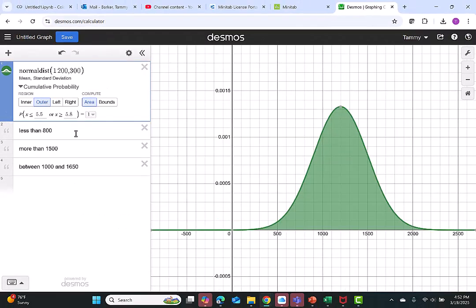We'll start with the probability that we had less than 800 riders. Less than goes to the left, and we put in our bound of 800, which gives us a probability of 0.091. Next, we want to know the percent of time that we had more than 1,500 riders. More than is greater than, which goes to the right. When we put in our bound of 1,500, we get 0.159 or 15.9% of the time. Then finally, we want the percent of time that we'll have between 1,000 and 1,650 riders. So we'll click on Enter and adjust our bounds to 1,000 and 1,650, which gives us a probability of 0.681 or 68.1% of the time.